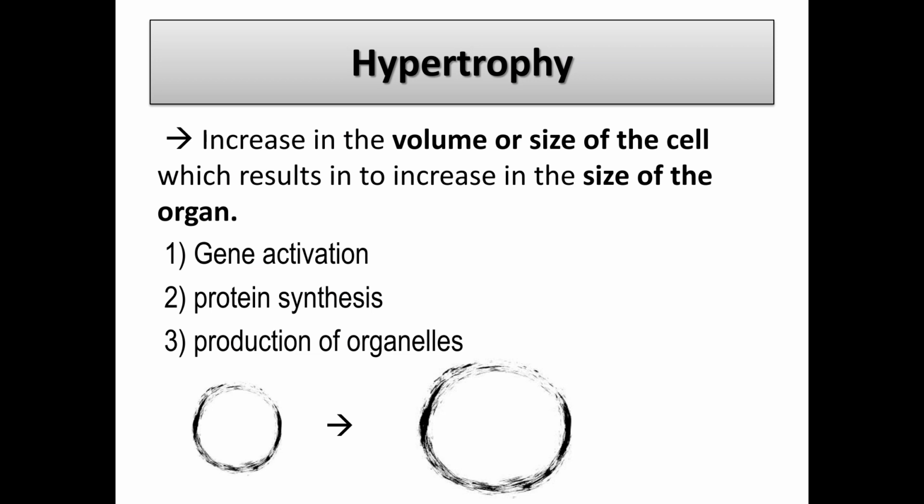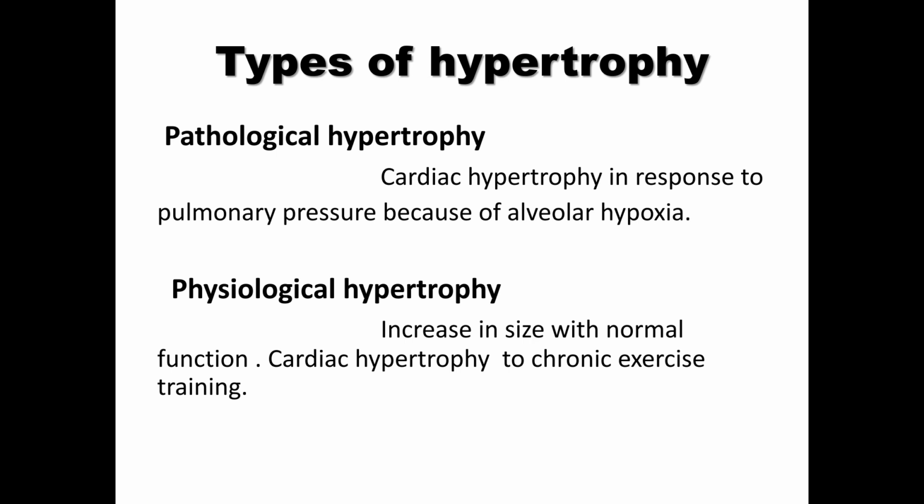So, in simple words, we can say that hypertrophy means increase in the size of the cell, resulting in enlarged organs. For hypertrophy, there are three processes involved. Remember it. The first thing is gene activation, the second is protein synthesis, and the third is production of organelles, which will lead to the hypertrophy of the organs. Right. Now, let us go towards the types of hypertrophy. We see different types of hypertrophy. One is pathological hypertrophy and the other is physiological hypertrophy.